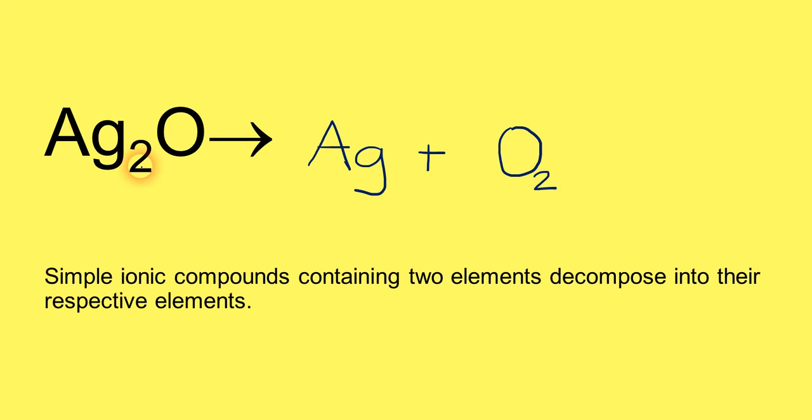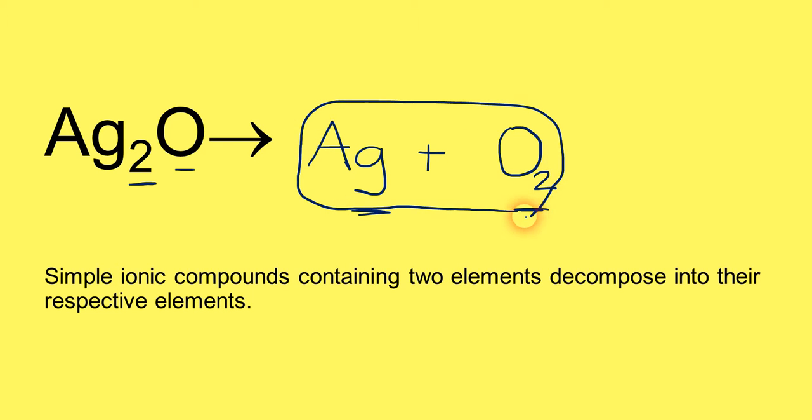It might look a little funny considering we have 2 silvers on the left and only 1 silver on the right, 1 oxygen on the left and 2 oxygens on the right. That's okay. If you really want to, you can go through here and balance this like we learned in our last video, but for this purpose I'm not going to expect you to balance these. So those are our products for this reaction.